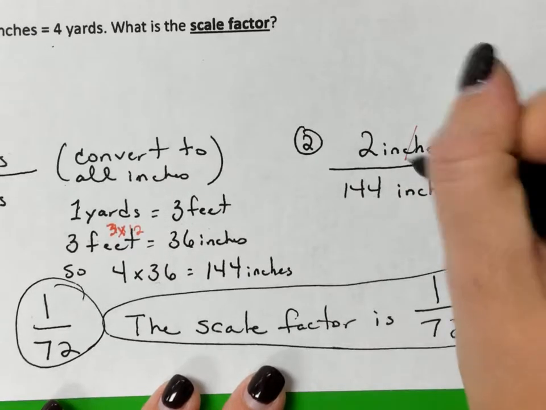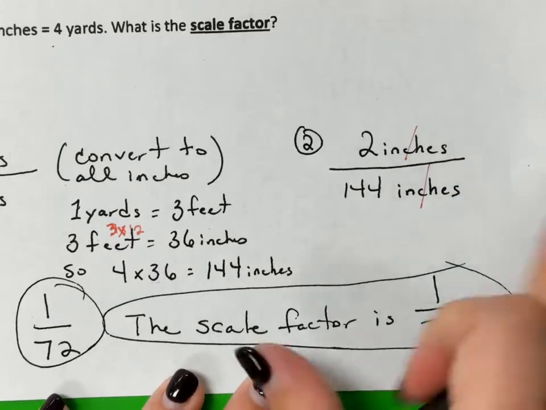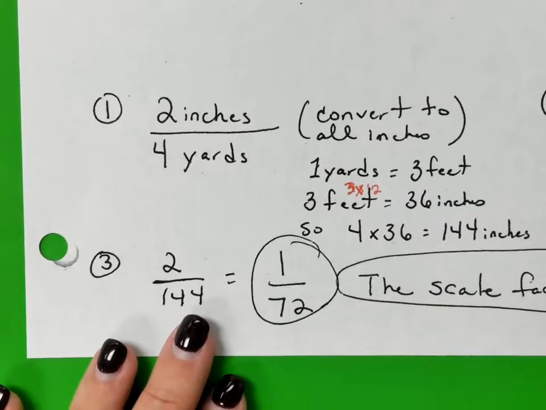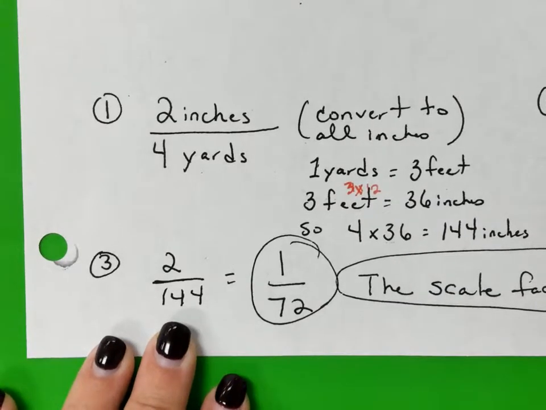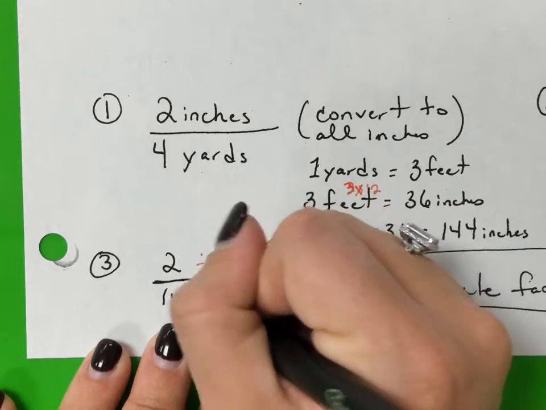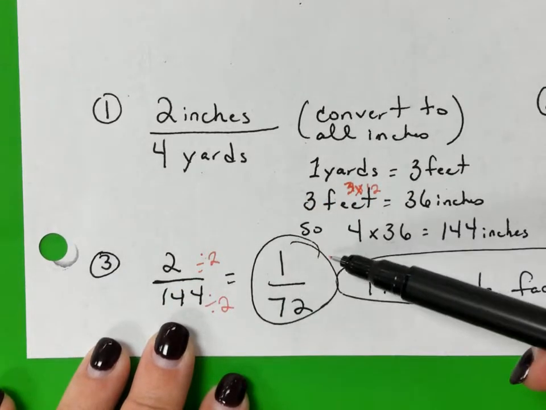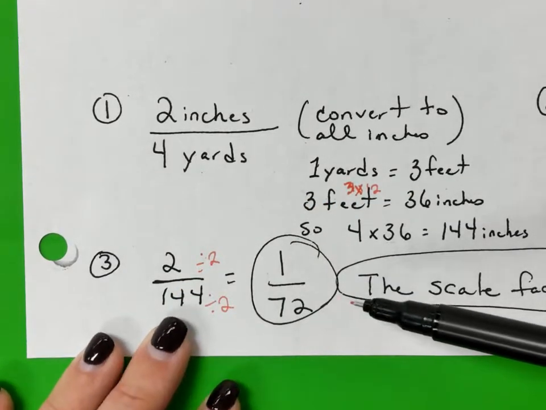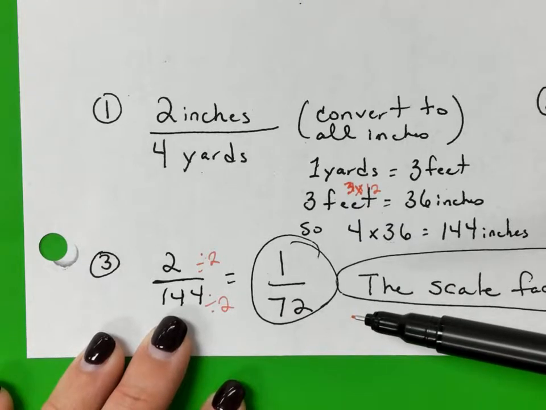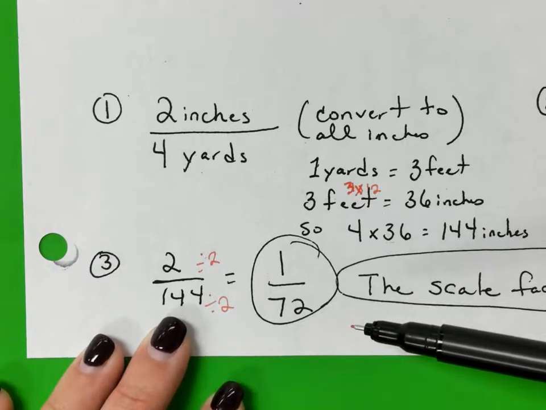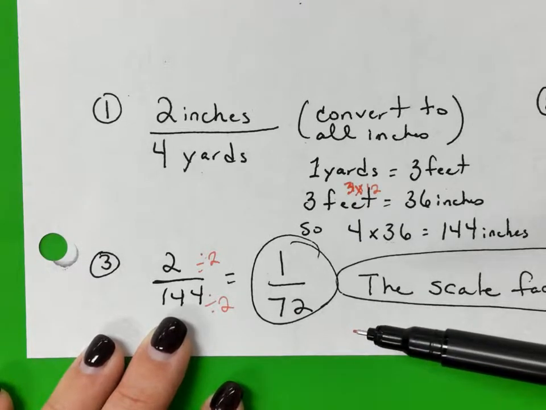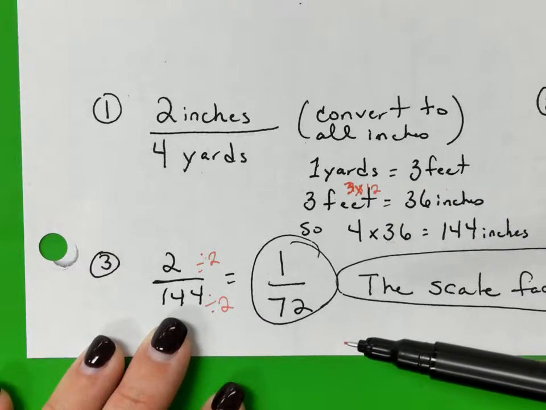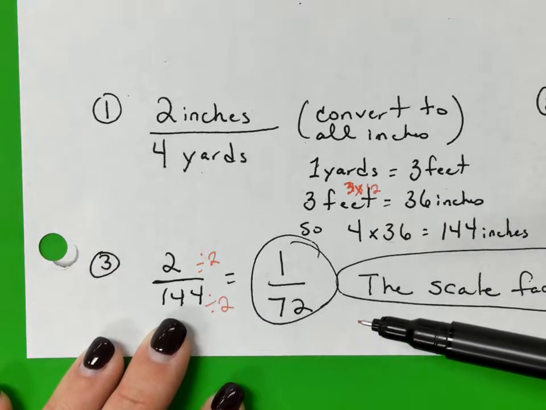Since they are the same units, you can cancel them. So then you just have 2 over 144. And you can divide top and bottom by 2, which simplifies to 1 over 72. So 1 over 72 is your scale factor. Okay. Questions on scale factors? We good? Okay. Flip over.